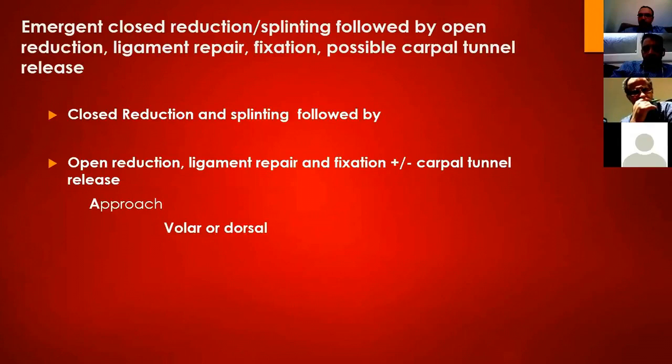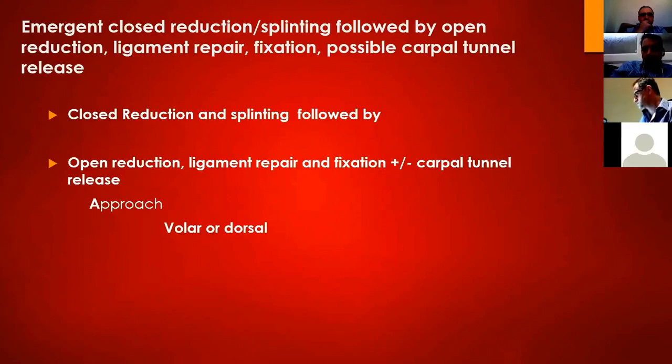So for the emergency, you just need to do the closed reduction if possible, followed by splinting. If you can't do the closed reduction, then you have to get advice from your hand surgeon, as the patient then needs an open reduction and carpal tunnel release. Then the second stage will be open reduction along with ligament repair with fixation.